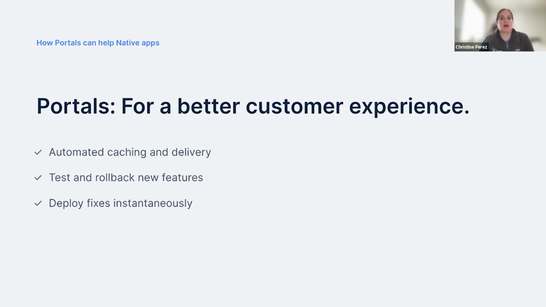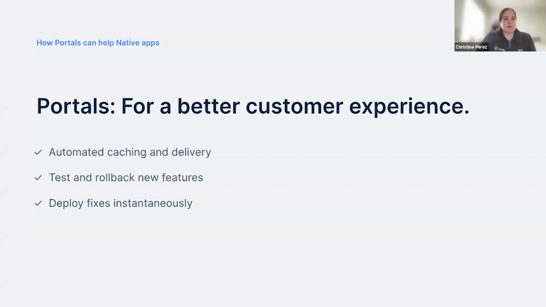With Portals, teams can automate caching and delivery of applications. In other words, any updates to the application are delivered automatically to the customer without needing to download a fully packaged update. Rather, when the customer opens the application, the app checks for any updates and delivers these updates to the customer automatically. With this automated caching and delivery benefit of Portals, features can be tested and rolled back instantly. And fixes can also be deployed instantly as well, which makes the overall experience to the customer seamless and bug-free.